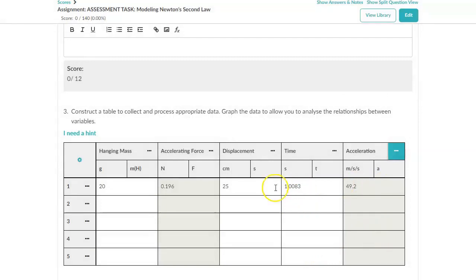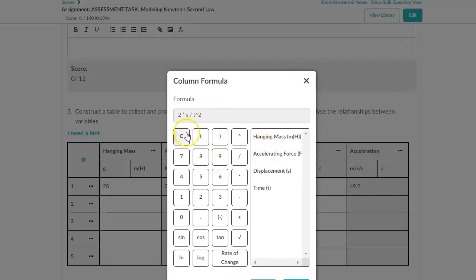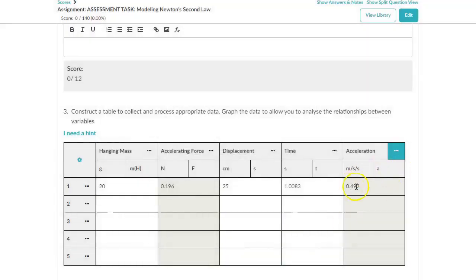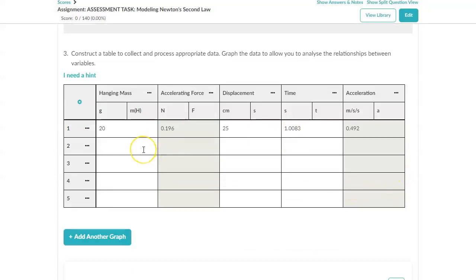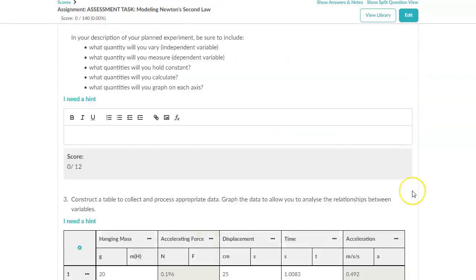Except what I forgot to do was convert displacement from centimeters into meters, so I need to do that again. So I've got to cancel. So I need 2 times displacement, which is in centimeters, so I need to divide that by 100 to get meters. Then I need to divide by the time squared. That makes more sense. Okay, we'll just do one more bit of data before we do the graphing.